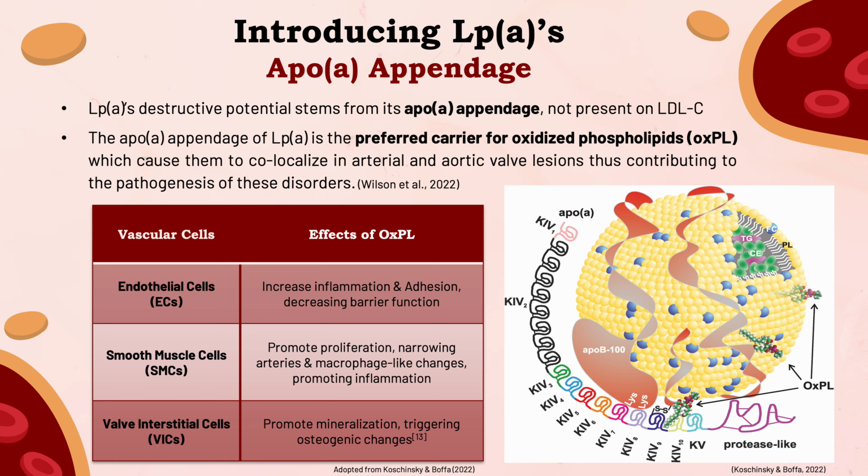In smooth muscle cells, they promote proliferation, arterial narrowing, and macrophage-like transformation, amplifying local inflammation. In valve interstitial cells, they accelerate mineralization and trigger osteogenic transition, driving calcified aortic valve disease. The result? Faster plaque progression, heightened thrombotic potential, and progressive valve pathology, making lipoprotein(a) both highly atherogenic and prothrombotic.